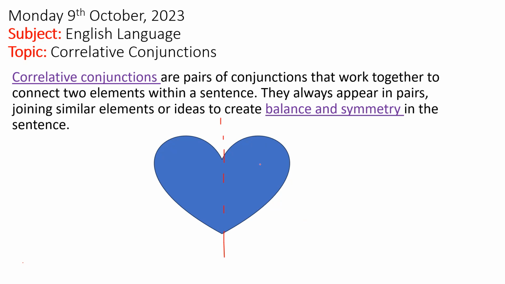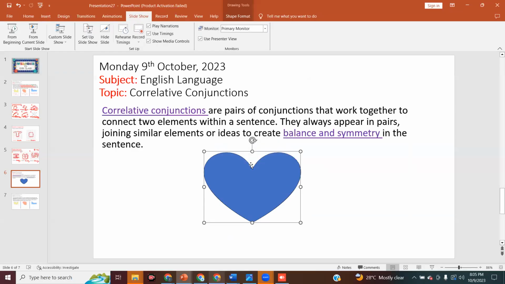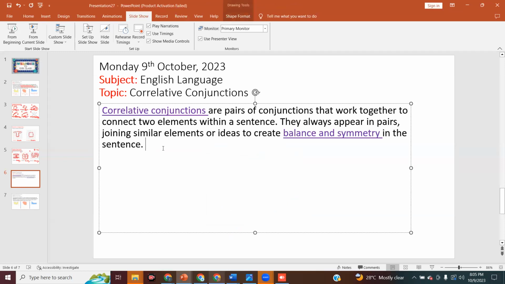So when we look at correlative conjunctions, that's basically the idea. They give balance and symmetry to the sentence. It's like one side and the opposite side. And so that's basically what we mean when we talk about correlative conjunctions. Let's give some examples. Common examples of correlative conjunctions include, and once I say the first one, you should be able to get the second one.